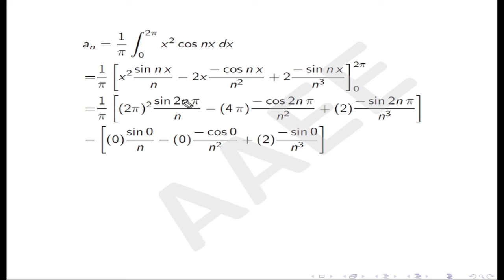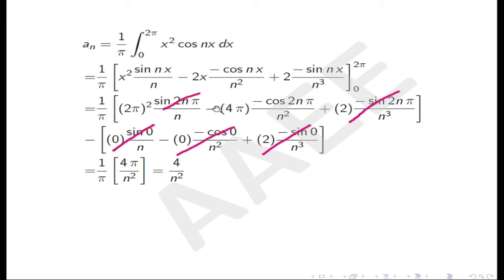so the entire term will be 0. Sine of 2n pi is 0, so this will be a 0. Sine of 0 is 0, and this term is a multiple of 0, so this will be a 0, and this term, sine of 0 is 0, so this will be a 0. After all, only one term remains, and that one will be the 1 upon pi as it is.